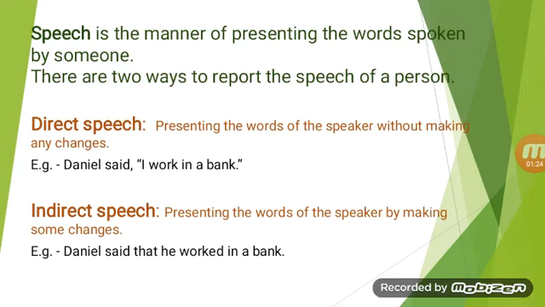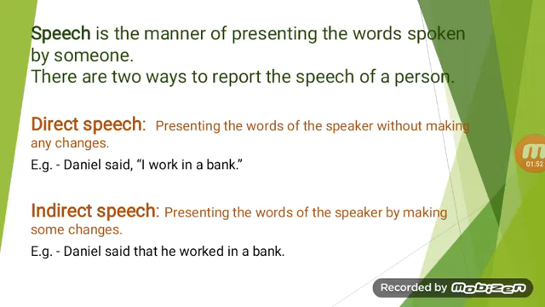What is direct speech? Direct speech is presenting the words of the speaker without making any changes. For example, Daniel said, "I work in a bank." Here we have used the exact words which have been quoted by the speaker, who is Daniel, in this sentence, and also we are using a comma and double inverted commas in this sentence. This is an example of direct speech.